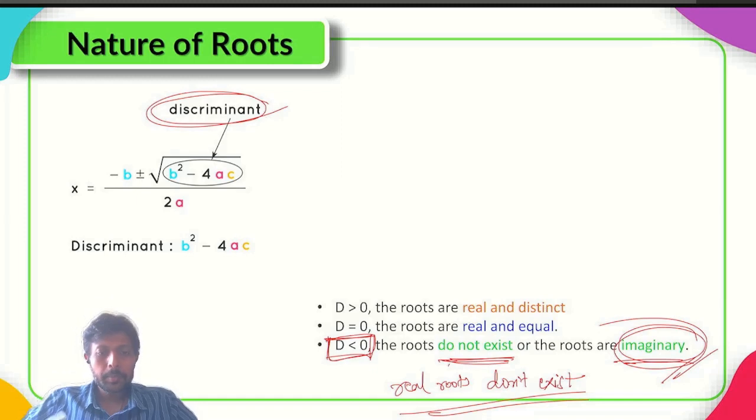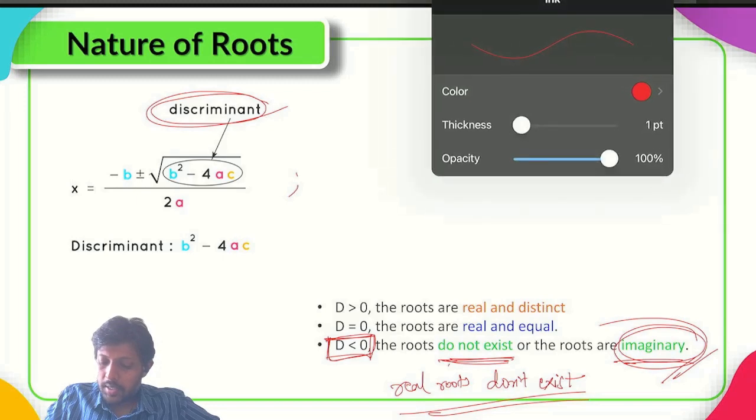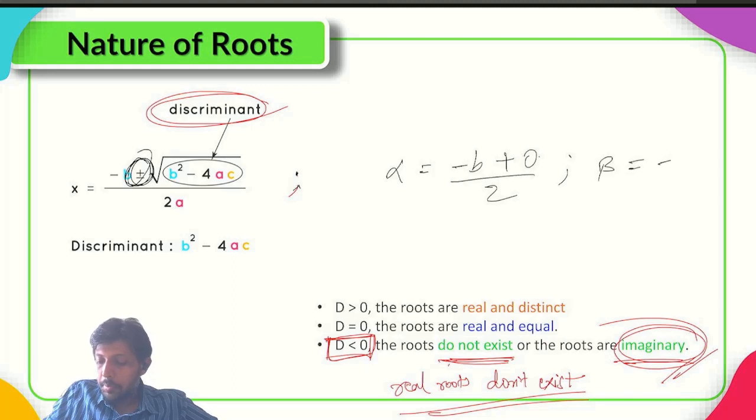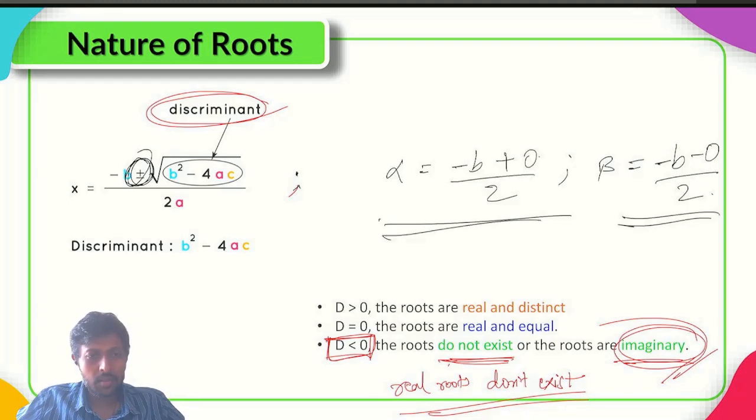What happens if the discriminant is 0? If the discriminant is 0, it doesn't matter whether you take plus or minus. So the root will always come out to be the same. Alpha will be minus b plus 0 upon 2, and your second root beta will be minus b minus 0 upon 2. Both calculations are going to give the same number, right? And that's why, although the roots are real, they are equal.